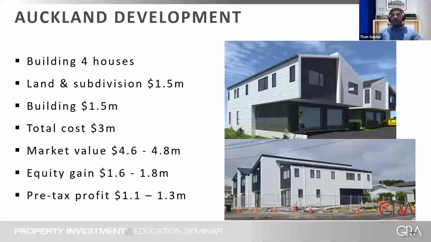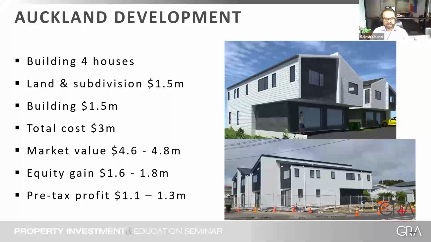But this was bought for 1.5, the land and subdivision cost. Building cost is roughly about 1.5. So total lot will cost about 3 million. The market value upon completion will be ranging between 4.6 to 4.8 million. So there you have an equity gain of 1.6 to 1.8 million, so a pre-tax profit of 1.1 to 1.3. And we're looking at getting title and everything issued in the next 3 months. Yeah, and it takes 12 months to do a project like this, but you can see the profits are high.